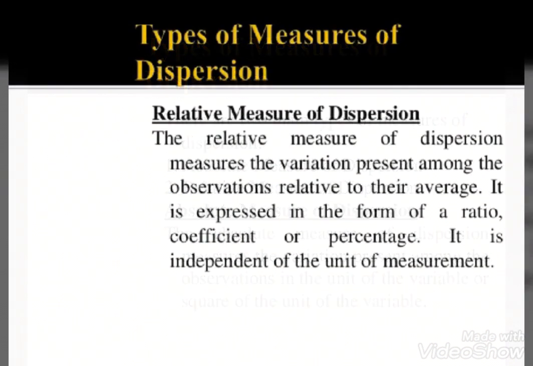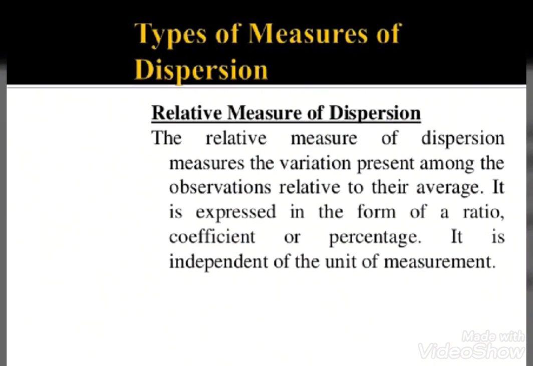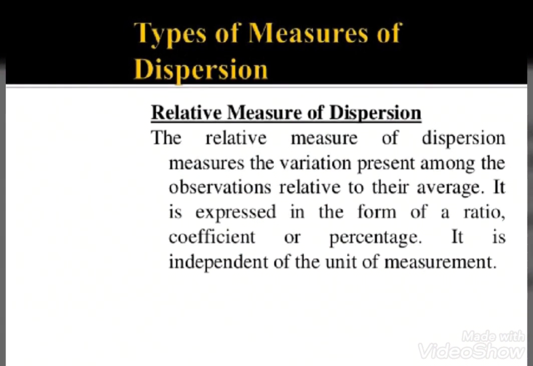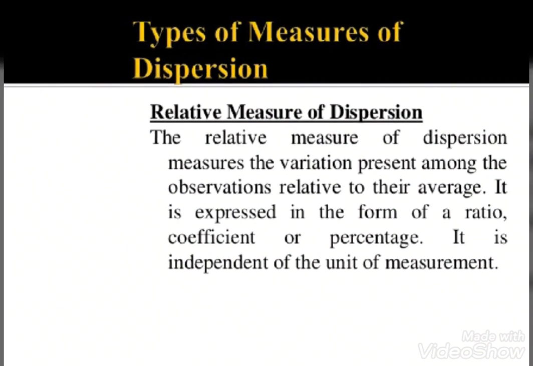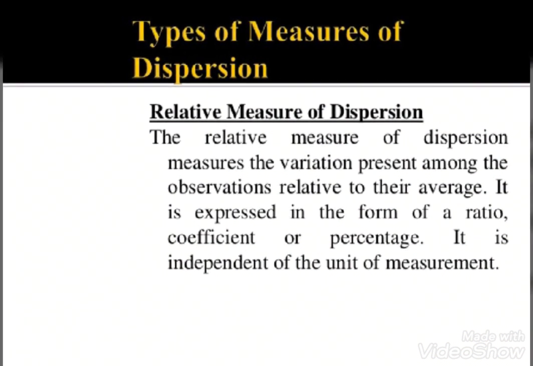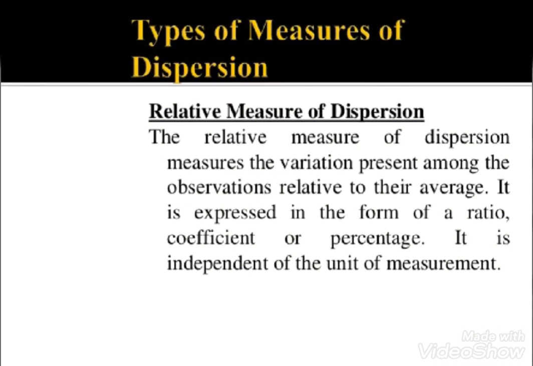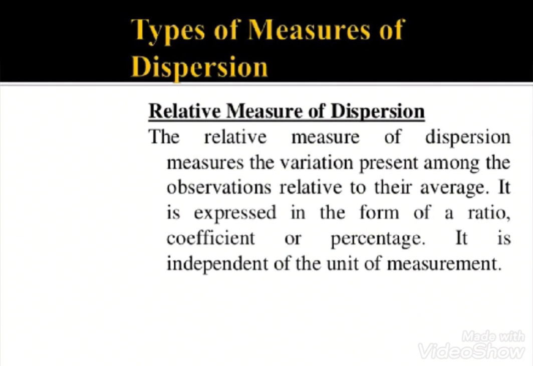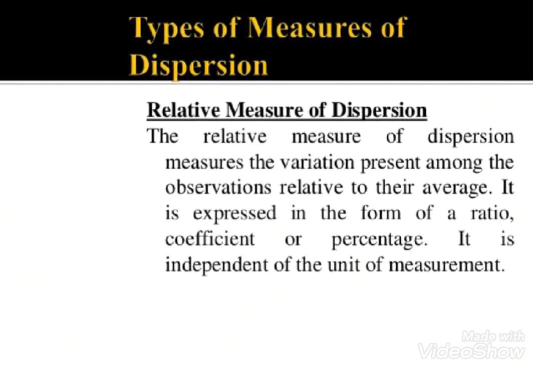Then we will see the relative measure of dispersion. The relative measure of dispersion measures the variation present among the observations related to their average. It is expressed in the form of ratio, coefficient or percentage. It is independent of the unit of measurement. So in relative measure of dispersion, you are seeing the average value, whatever is common for all the points, and you are seeing it in the form of ratio, coefficient or percentage.